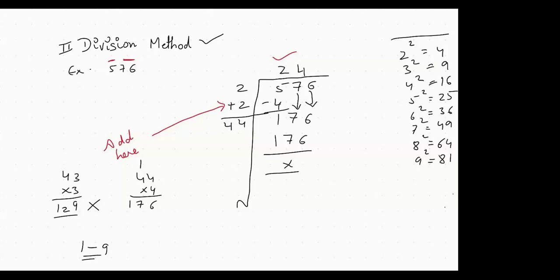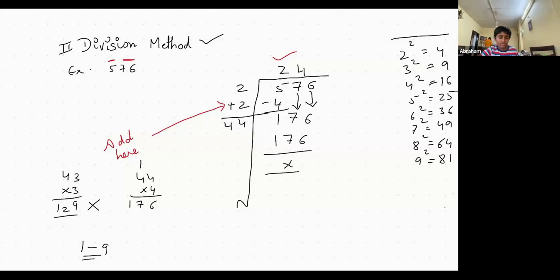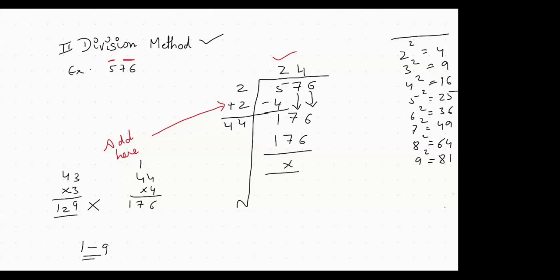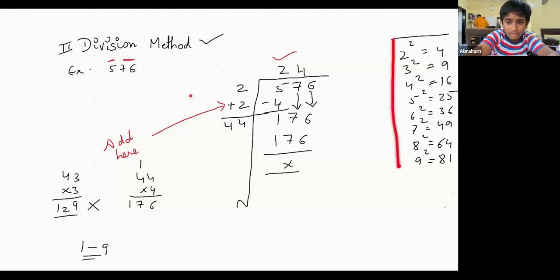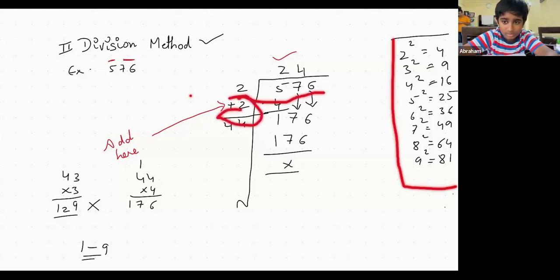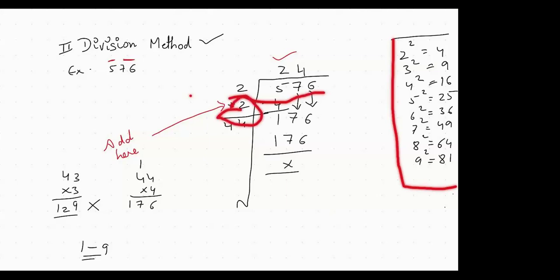Have you written till here? Ma'am, I could not understand everything. You could not understand. I will explain once more, in detail. Ma'am, I understood this part, but I cannot understand why did you add the two. Why did we add the two?